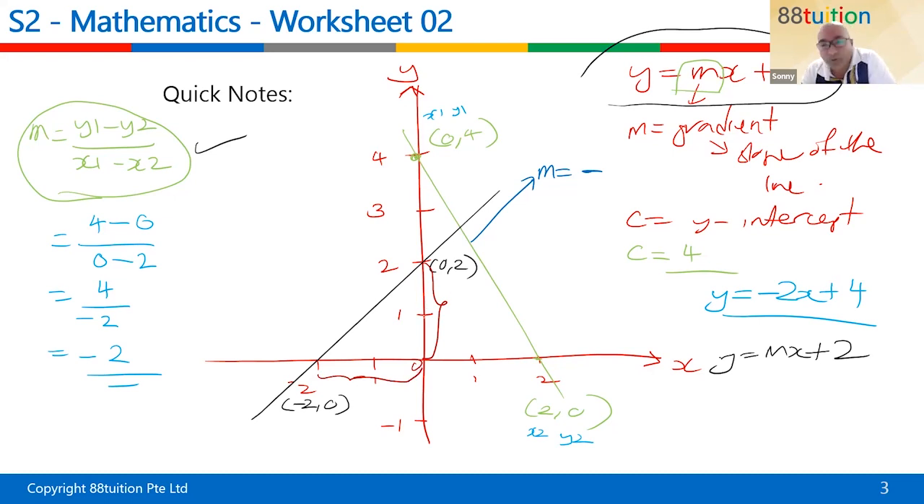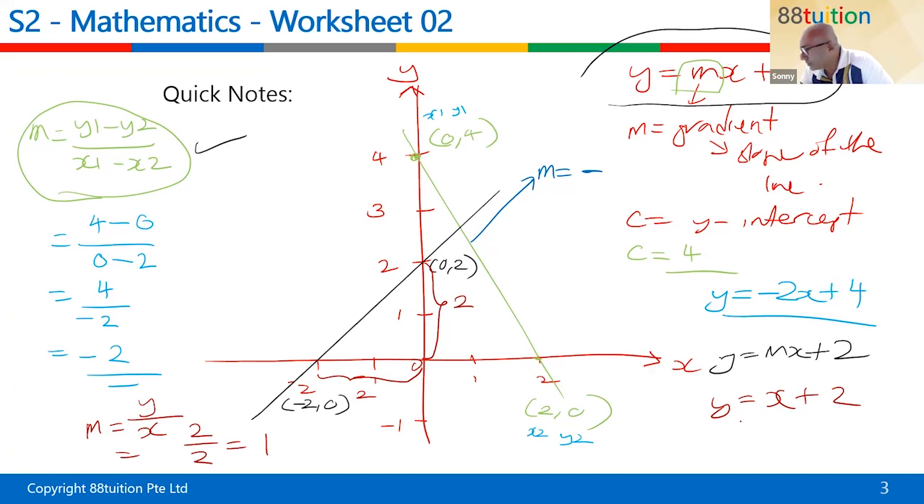So what's the movement here? How many units? You got 2 units of movement here. And likewise, you have 2 units of movement on the x-axis. So the shortcut, gradient equals the movement on y over the movement on x. So it's going to be 2 divided by 2, which gives you 1. So in this case, your gradient is 1, and the line is y equals x plus 2.